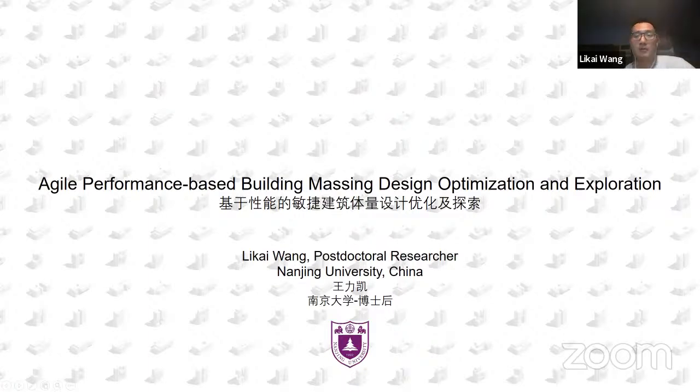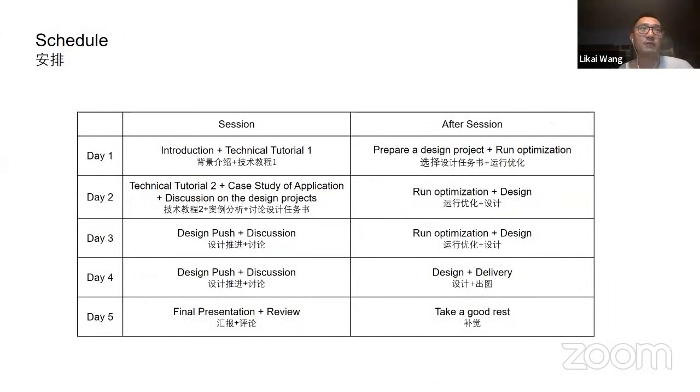Firstly, I want to talk about the schedule of this workshop. This workshop will run for 5 days. The first day and the second day are about the technical tutorial and a small lecture about computational design optimization. Then the third and the fourth day are mostly design sessions, where we will discuss the optimization results you get and try to use them in a design project. And on the last day we will have a final presentation and a small review.